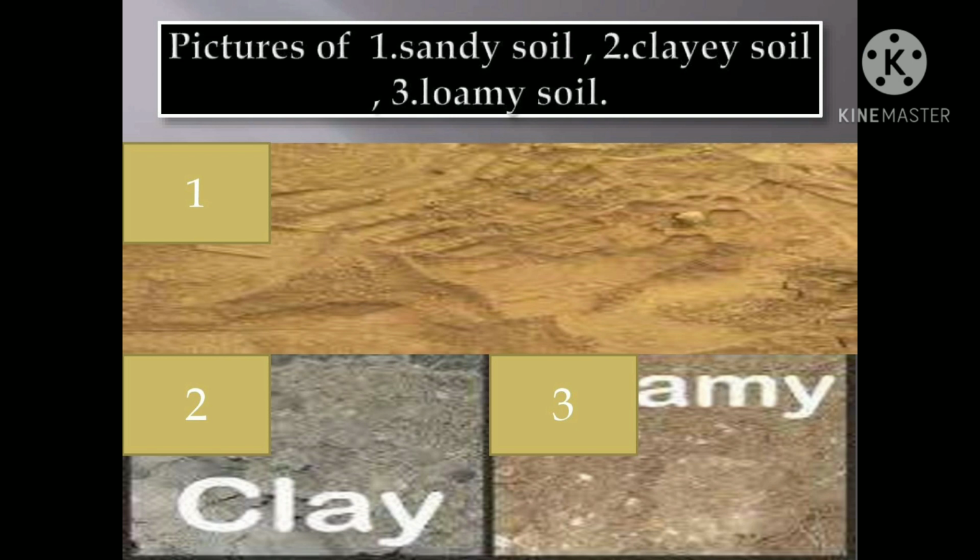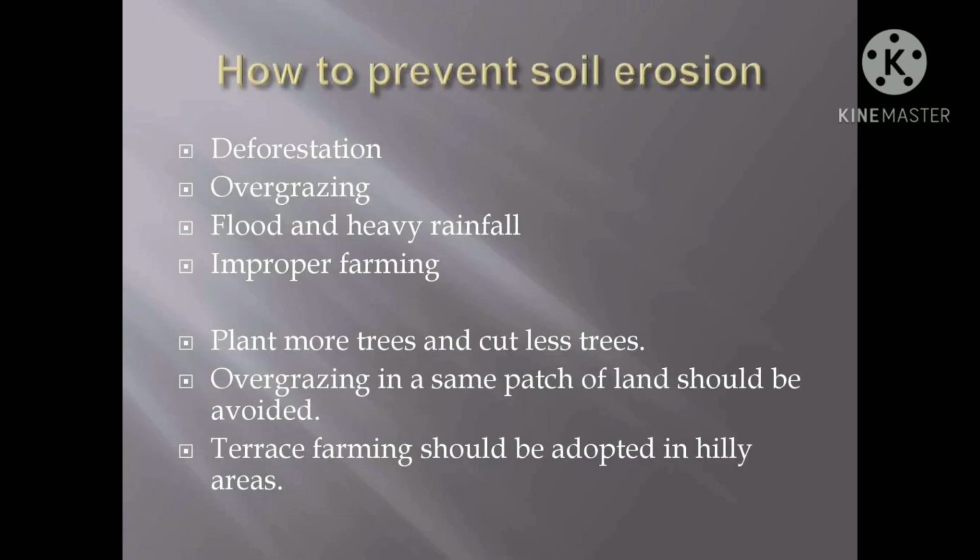And now here is how to prevent soil erosion. Deforestation, overgrazing, flood, heavy rainfall, and improper farming are the causes we generally see. Due to this, soil erosion occurs. If we plant more trees and cut fewer trees, stop overgrazing, and adopt terrace farming, through this we can prevent soil erosion.